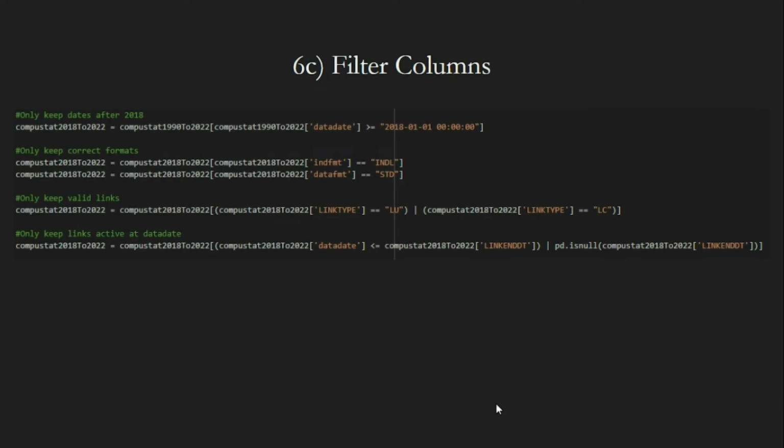Next, we filter the columns with the following criteria. Data is taken after 2018. The industry format is INDL. The data format is STD. The link type is LU or LC. And the link is still active during the data date.